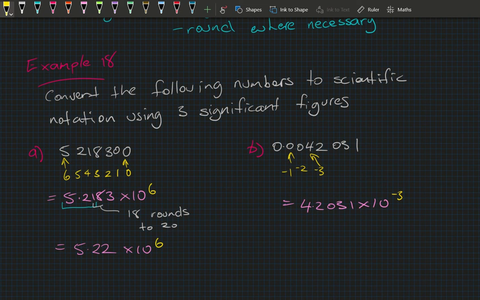Once again, we need to be concerned with the amount of significant figures. So we're looking for 3 significant figures. And at the end, we have a 0 and a 3 after that. So we need to round 03 to 00. So that means when I have 3 significant figures, that's 4.20. And of course, times 10 to the -3.